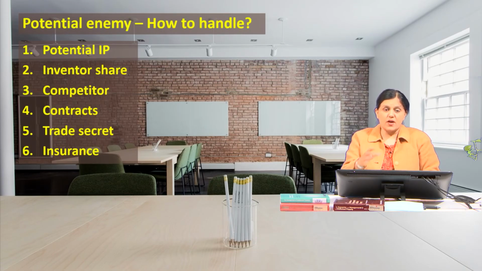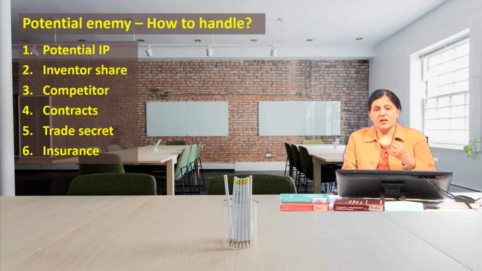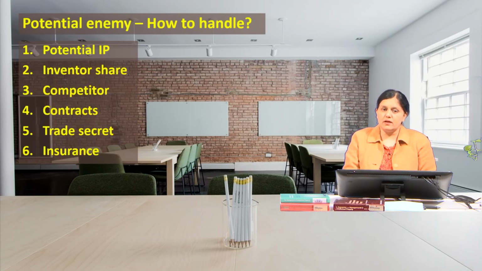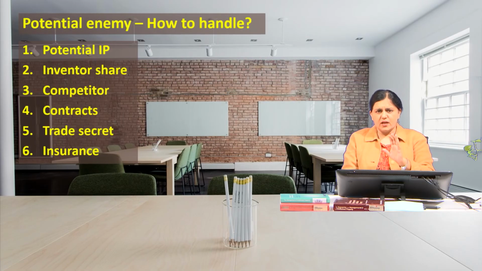And sometimes, without prosecution also, that patent may go into the public domain. So, that kind of very unfortunate scenario can happen if you are not able to handle it. Therefore, be careful, you cannot ignore inventor sharing. Okay. So, next, that is contracts, trade secrets and insurance.